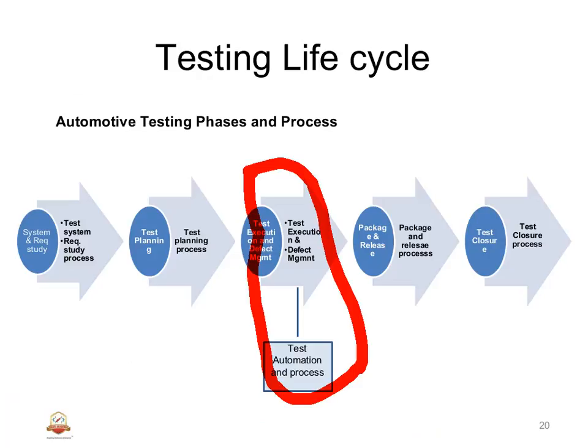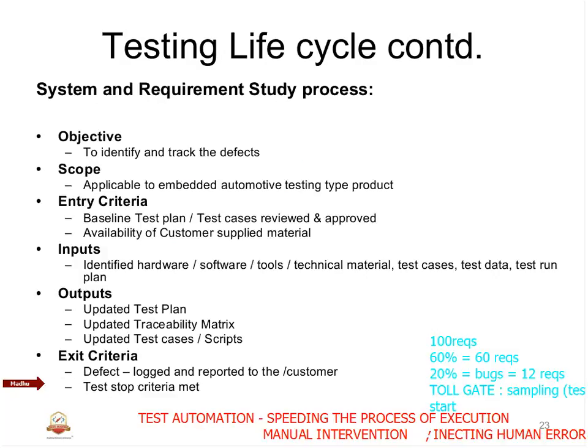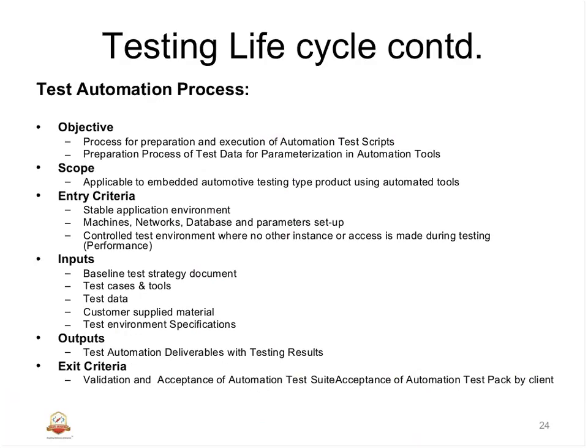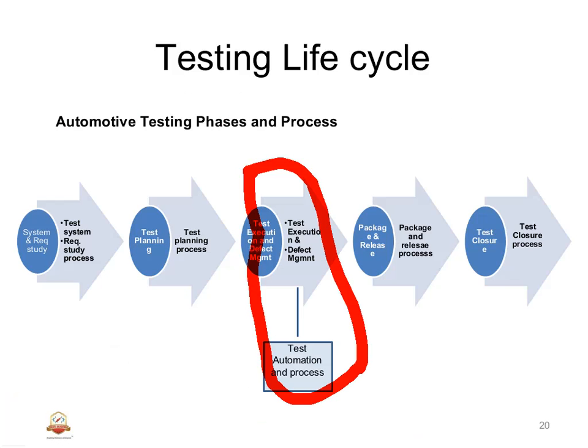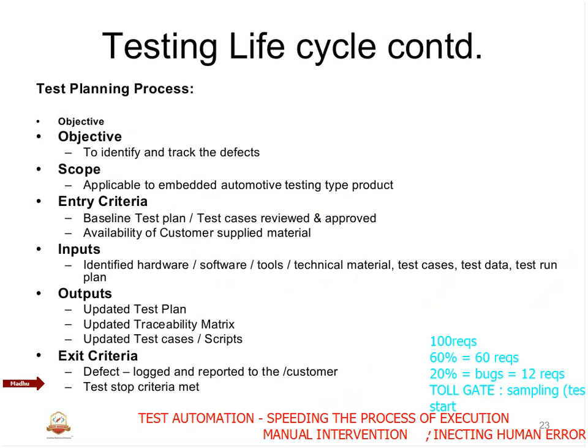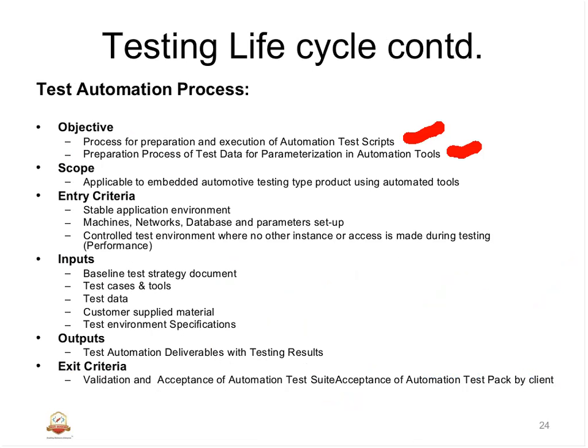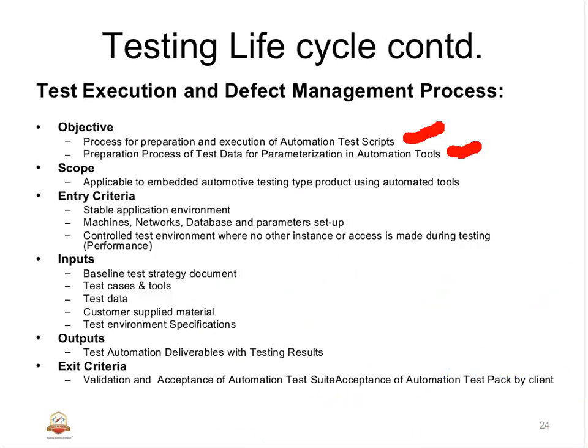Okay, next is the package. Once we are done with test execution and defects, we are good to go for the package and release process. So what are the things that it has? So the objective is the process for preparation and execution of automation test scripts, and preparation of test data for parameterization in automation tools. Oh, I'm sorry, this is not about the package and release. I've already listed out the automation process as I depicted here. All this can be applied in this slide.